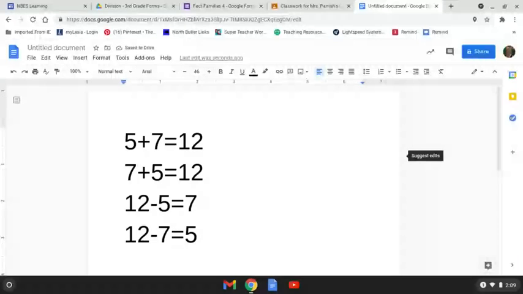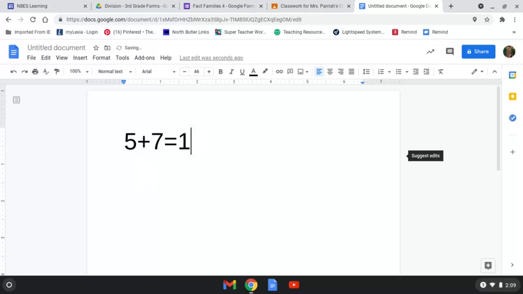So you can do the same thing with multiplication and division. And that's what you're going to be doing with your lesson today. So let me start back over and show you an example of a fact family with multiplication and division.